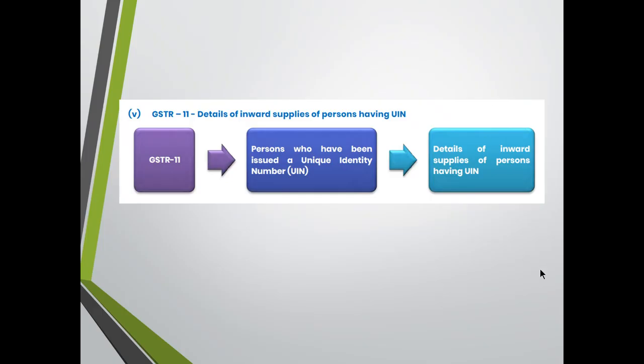Kindly do type. Hope you are all typing. GSTR 1 to GSTR 11, so many forms are there: 1A, 2A, 2B, 3B, 4, 5, 7, CMP 08, 9, 9C, 10, 11. All those forms we were discussing. Everybody, please do type.